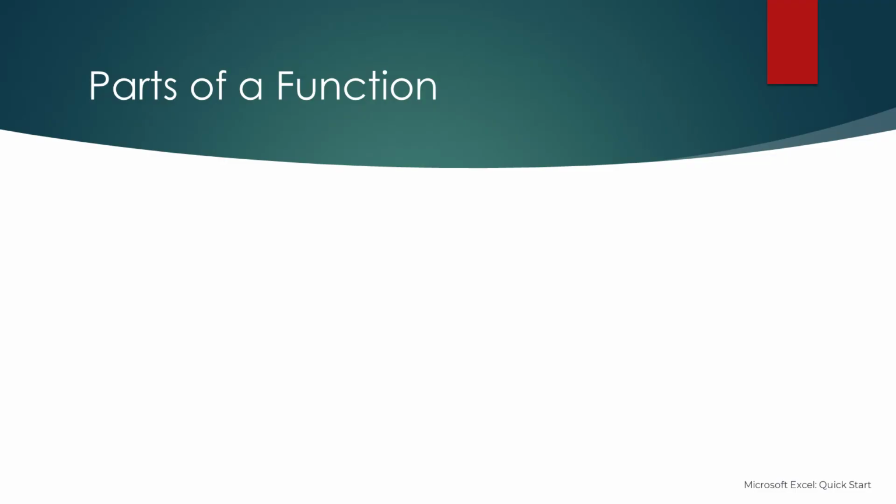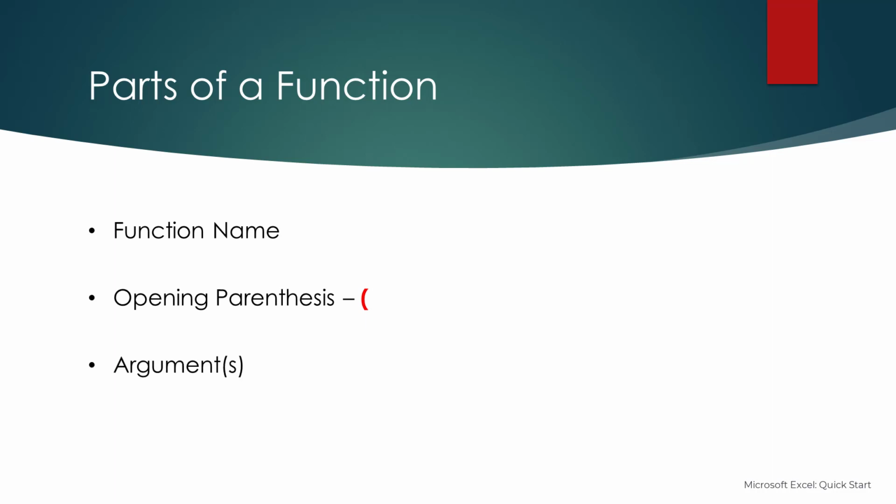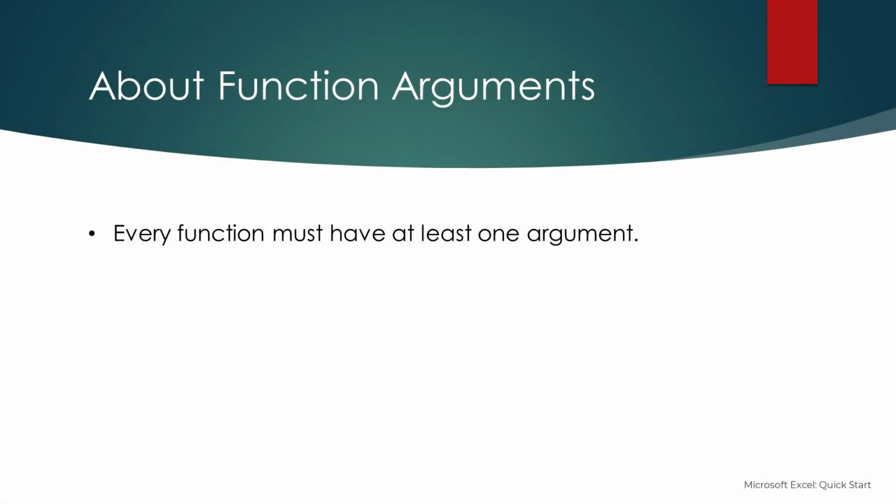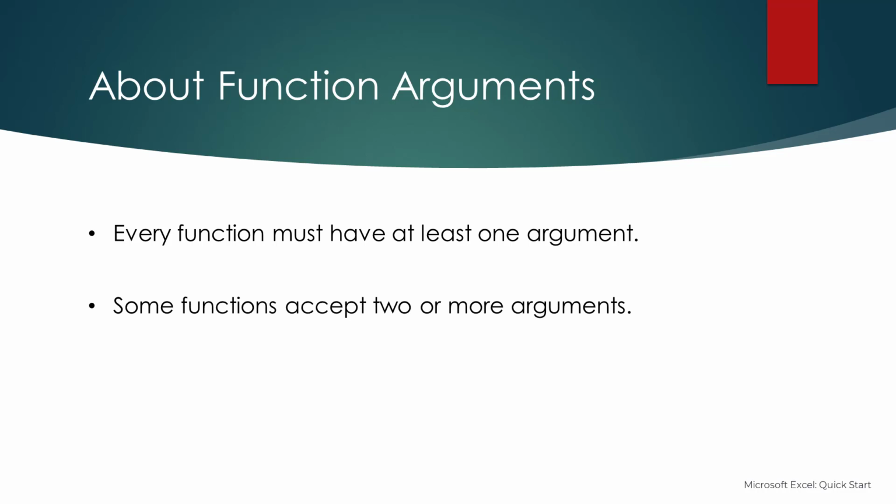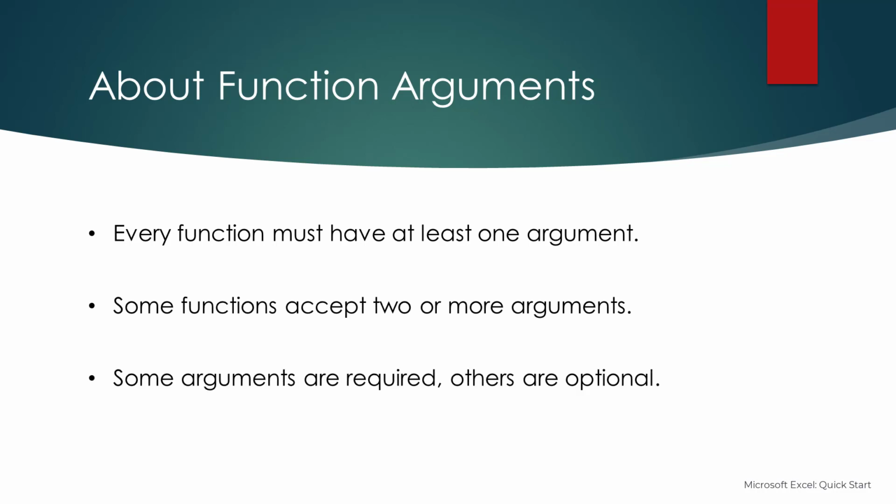The parts of a function include the name of the function, an opening parenthesis, which is above the 9 on the keyboard, one or more arguments, and then you end your function with a closing parenthesis, which is over the 0 on the keyboard. Every function must have at least one argument. Some functions accept 2 or more arguments. Some arguments are required while others are optional.